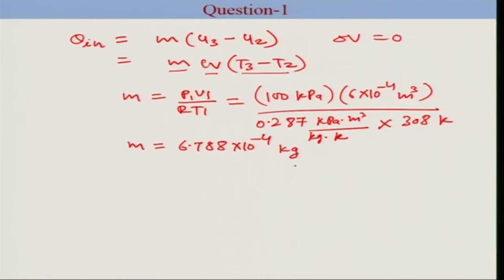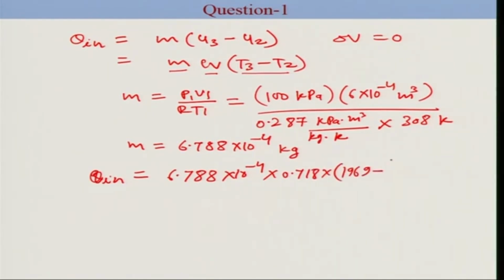Now, after plugging these values we get Q in equal to 6.788 into 10 to the power minus 4 into 0.718 into the change in temperature, 1969 minus 757.9, in kilojoule. After solving it we get 0.59 kilojoule heat coming into the cycle.